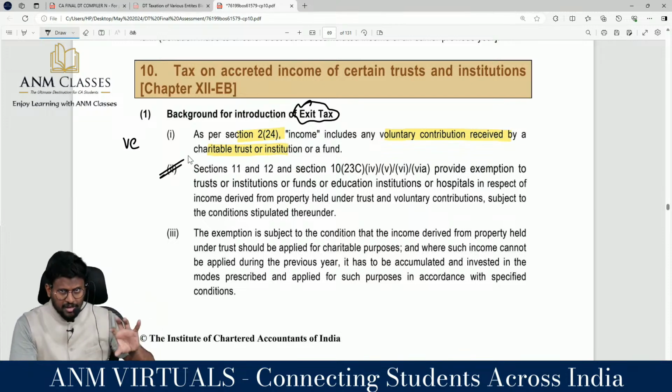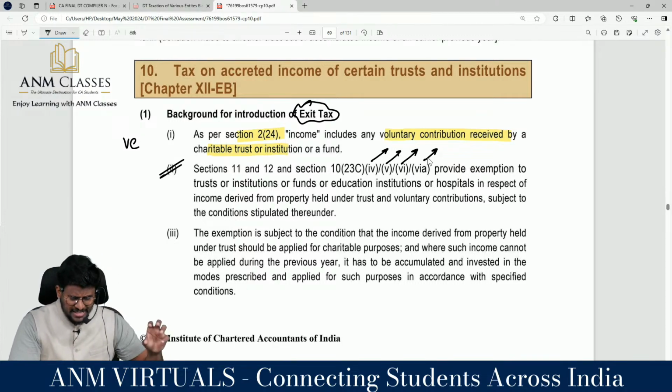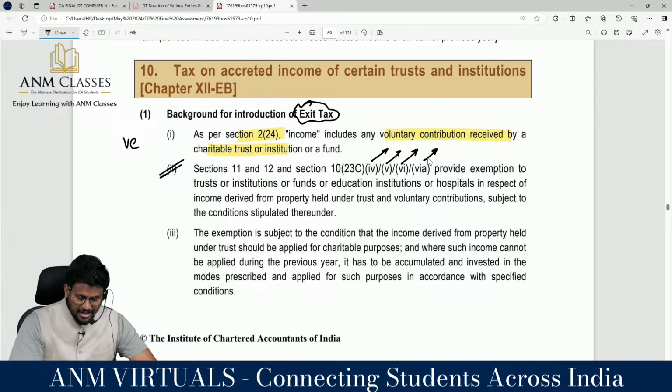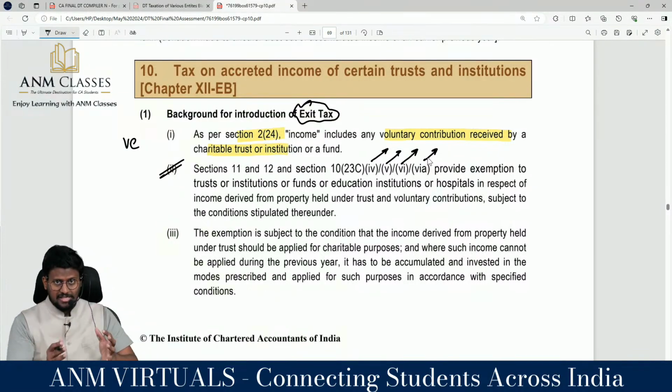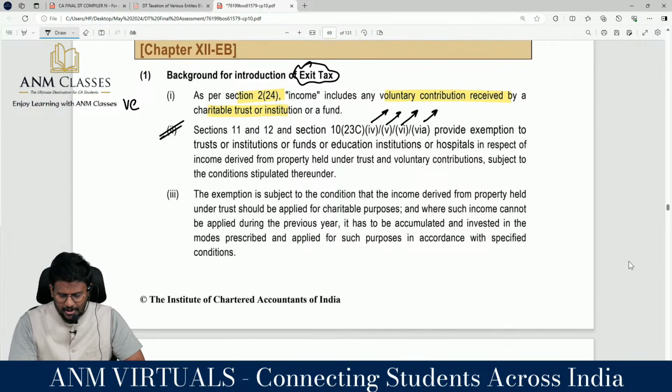So section 11 and 12 and section 10(23C) series organizations such as class 4, class 5, class 6, class 6A provide exemption to a trust or institution or fund or educational institution or hospital in respect of income derived from property held under trust and voluntary contribution, subject to the conditions stipulated thereunder.